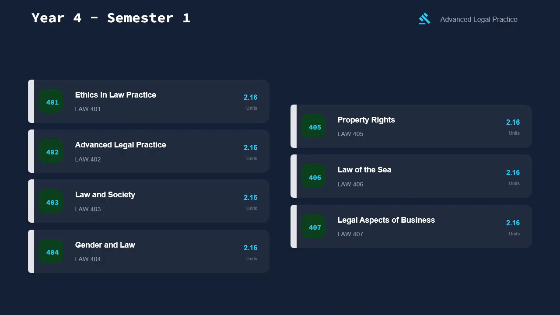Real-life example: in Alice Corporation v. CLS Bank International, 2014, the Supreme Court limited patent eligibility for software, affecting tech company IP strategies. This illustrates the evolving IP landscape. Practical application: lawyers protect IP assets, negotiate licenses, and litigate infringement. Students practice IP portfolio management. They learn to balance protection with collaboration.